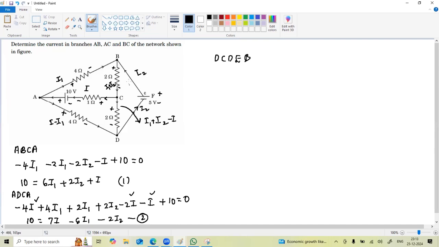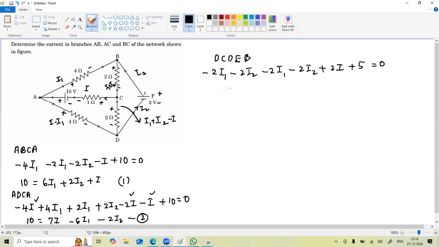So D to C, you're leaving the resistor from the negative terminal. So minus 2 times (I1 plus I2). So minus 2I1 minus 2I2. From CD, you're leaving from the negative terminal going around the path. So it will be minus, when you open the bracket, minus 2I1 minus 2I2, minus minus plus 2I. Then from the cell, you are leaving from the positive terminal. So plus 5 back to 0.